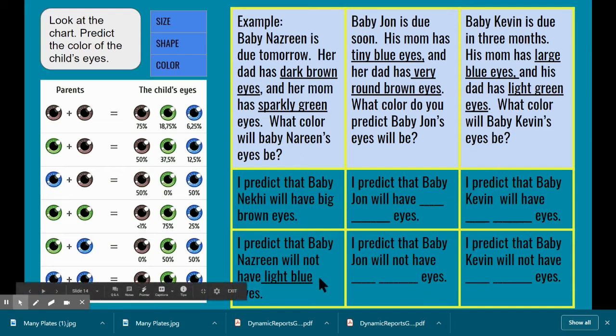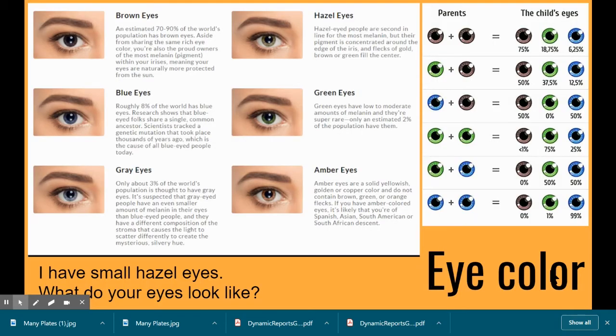And it's really no right or wrong answer. It's really what you predict, right? It's a prediction. And also what they won't have, also a prediction, right? So there's more than one option there. And obviously you can use any adjectives that you want along with your color adjective.